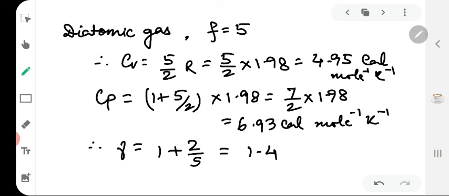In this way we can do the calculations for different types of gases. That will be all for today.